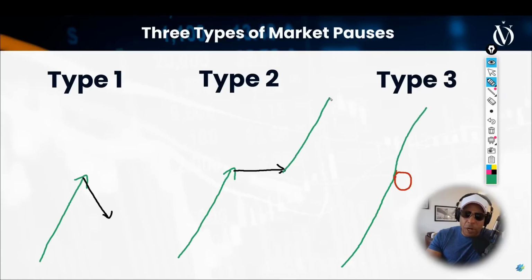Boom, boom, boom. All right. Now look at the difference. Let me just do this black so I keep the colors uniform. So type 1 is literally giving back price, mildly giving back price, and boom, moving forward again. Type 2 is marking time, boom, and taking off again.